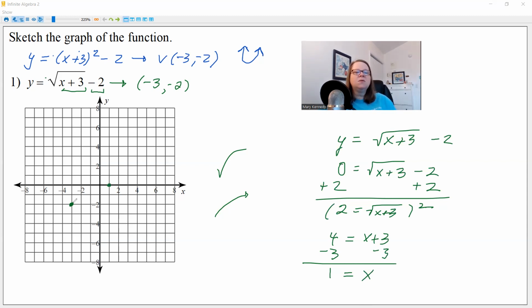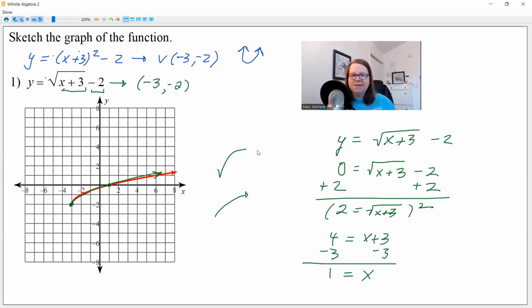And that tells me that my square root function is going to look something like this. Now let me give you the nice clean version. Something like that. But notice how it crosses right through that x-intercept at 1. And those are really the two key points that you can use.